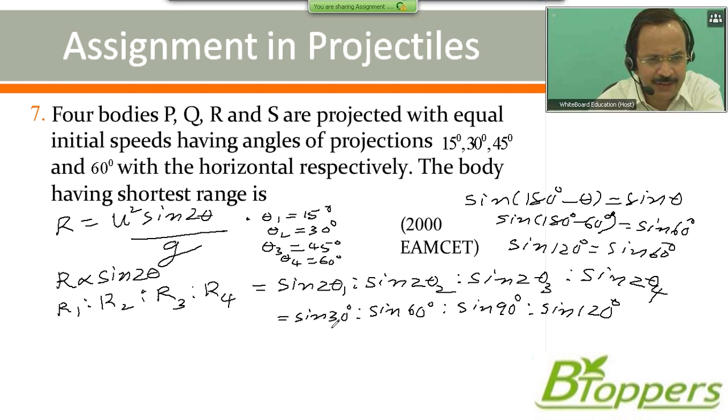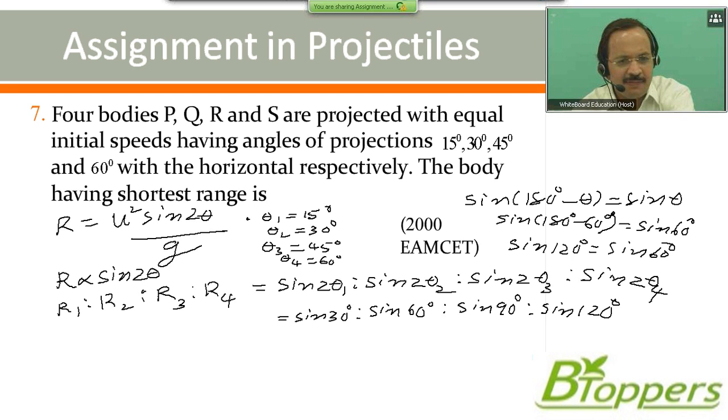As you know, sine 60 is more than sine 30. So you can compare the values here. You can observe that sine 120 degrees is the same as sine 60 degrees. Therefore, R4 will be equal to R2. But sine 30 is the lowest value. Therefore, you can write R1 is less than R2, which is the same as R4, which is less than R3.